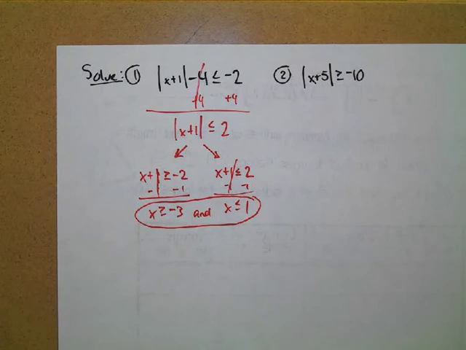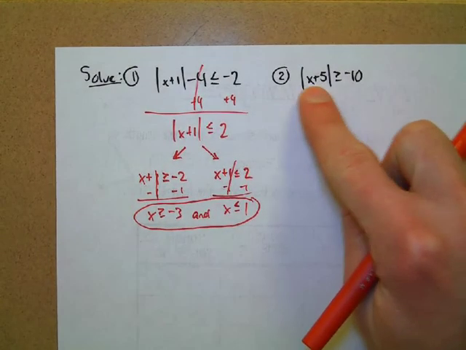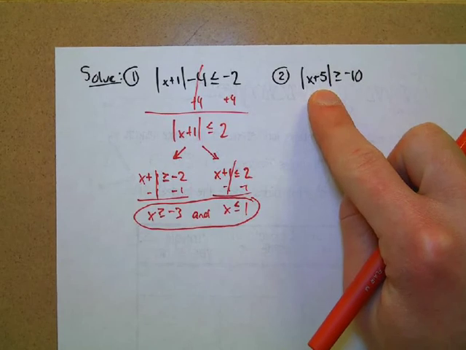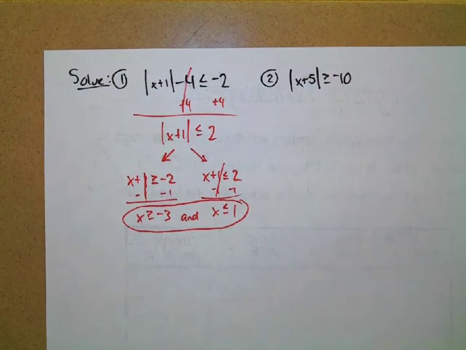Well, let's take a look. The absolute value here is already isolated. It's already by itself. So you want to see, is it even possible for this to work? We're going to take the absolute value of something, which will make it positive, whatever the answer is, positive or 0. And we want to know when this is going to be greater than or equal to negative 10.